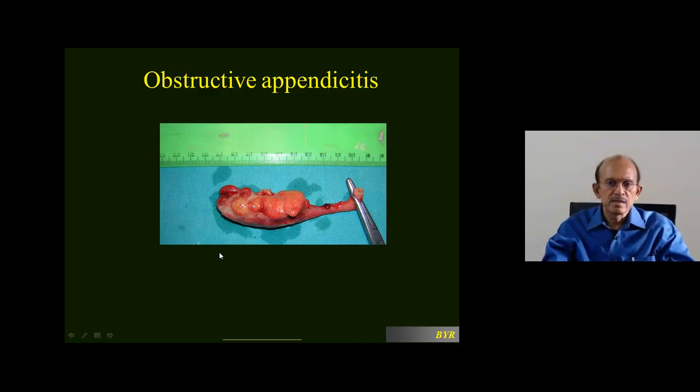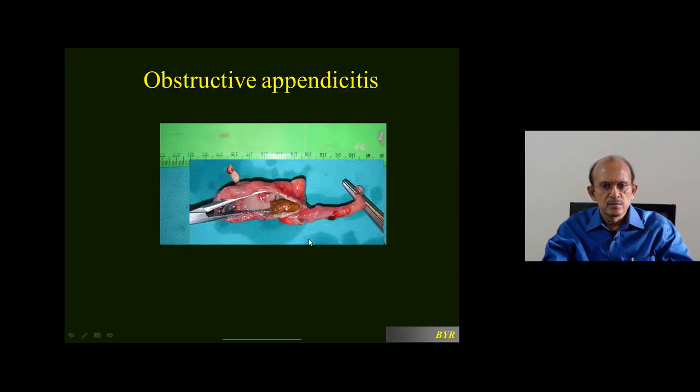Obstructive appendicitis. When appendicitis occurs due to an obstruction in the appendix, how does it manifest? Let us see. This is a case of appendicitis. Up to here it is normal. You can see a very much dilated appendix here. When I cut this open, you can see this. What is this? This is causing obstruction. Can you guess what it is?